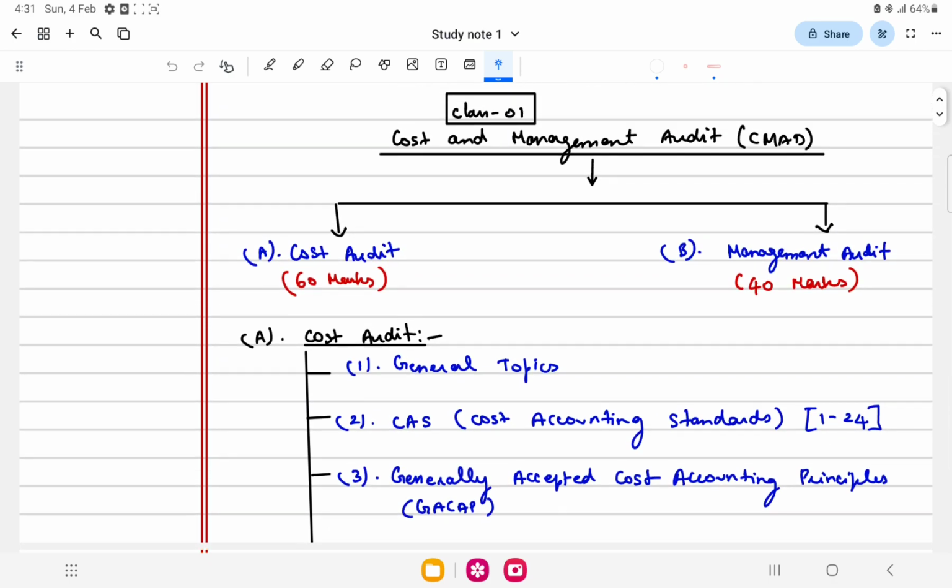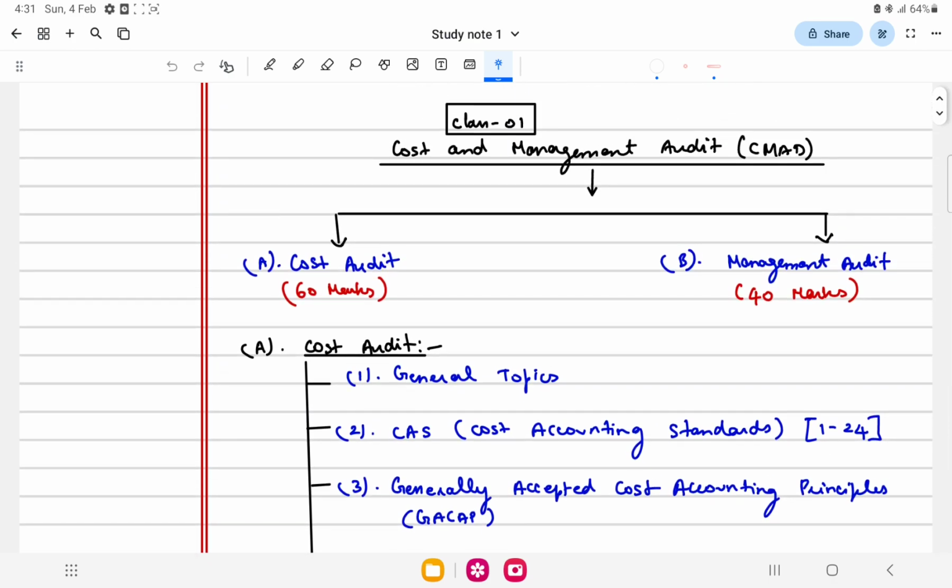Friends, we'll start with the topic, which is paper 17 of your CMA final. It is purely for CMA final. It is the first paper of your Group 4, paper 17: Cost and Management Audit. In short, we say CMAD.